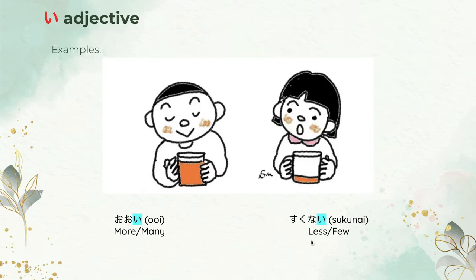Let's try to say less or few in Japanese. That will be 少ない. So let's try to say more juice in Japanese. That will be 多いジュース. And then less or few juice would be 少ないジュース.